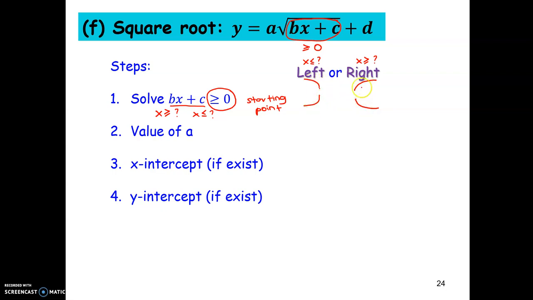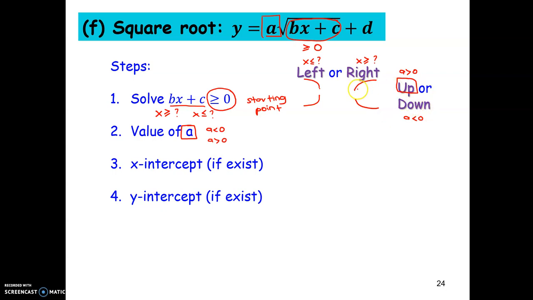So basically, how do I know whether it is going upward or downward? This is basically based on the value of a. So this is the reason why we need to know what is the value of a. So go back to the square root function and check what is the value of a. So is a less than 0 or a more than 0? Basically, if a is greater than 0, it should move upward. If a is less than 0, it should go downward.